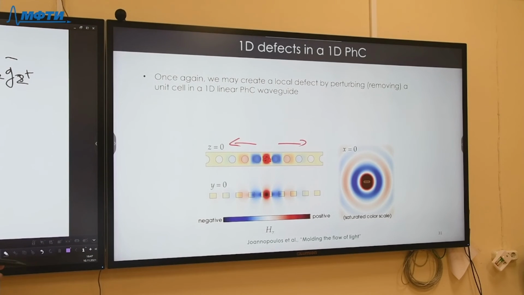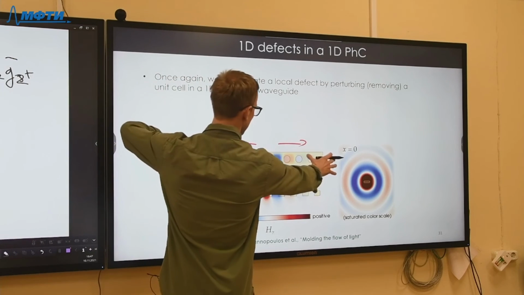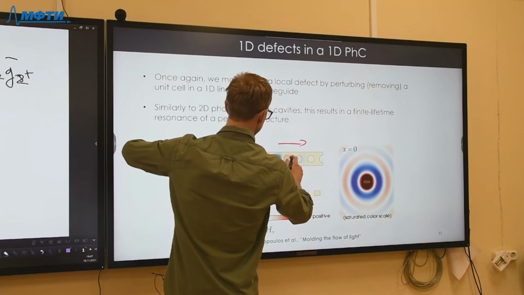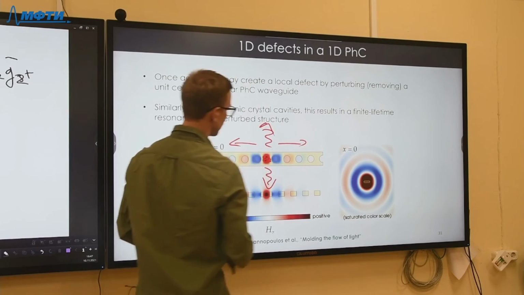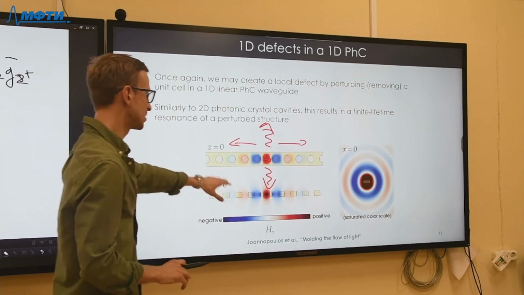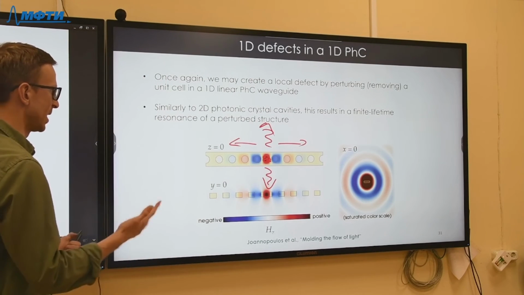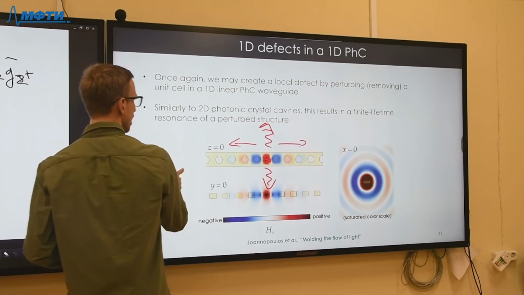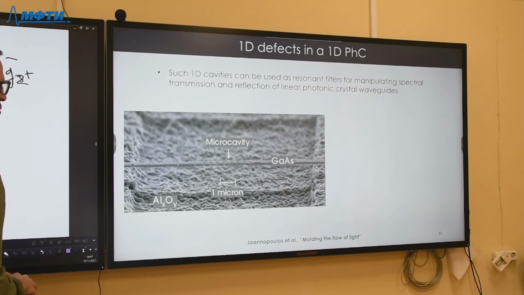But again, similarly to photonic crystal cavities, because our band gap works only in this direction, leakage outside is not forbidden, it is allowed, and this resonance will have only a finite lifetime, so we are not protected by the light line. This is one practical implementation of such structures.